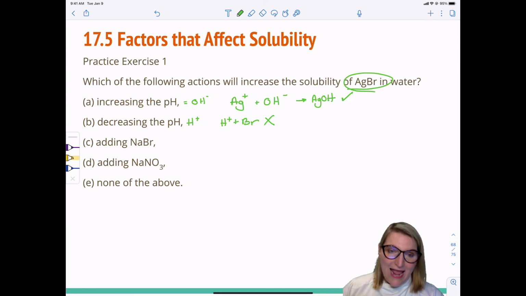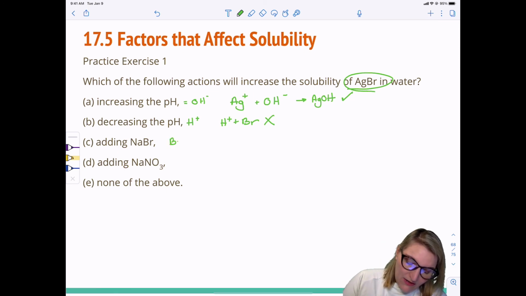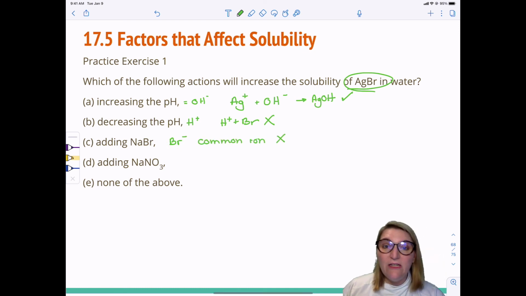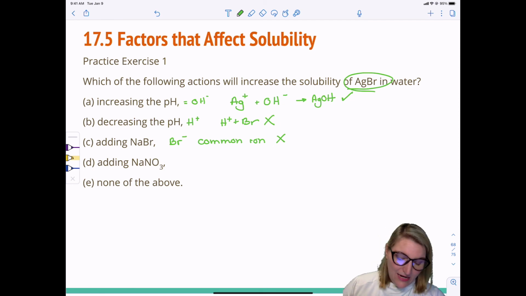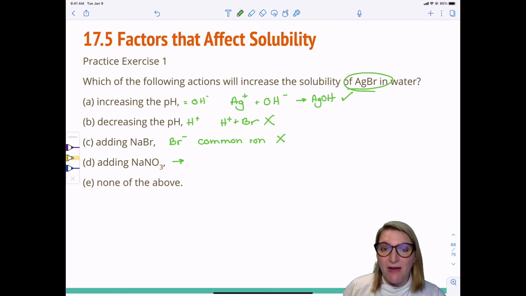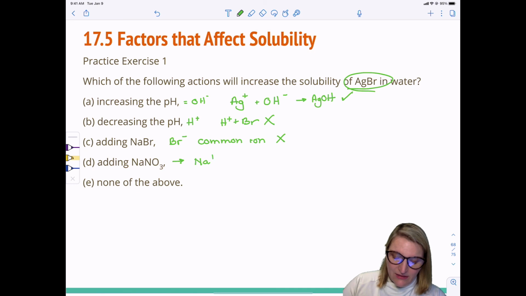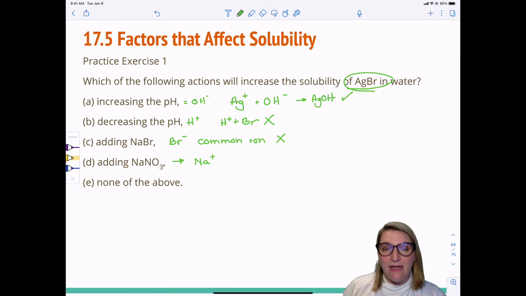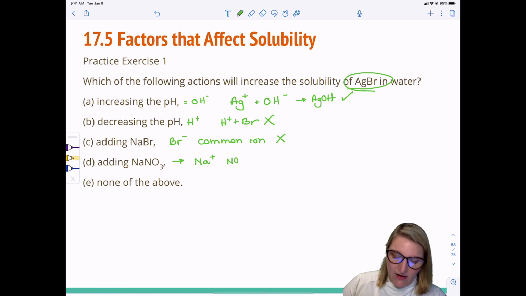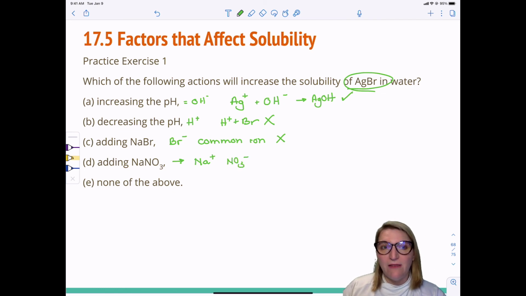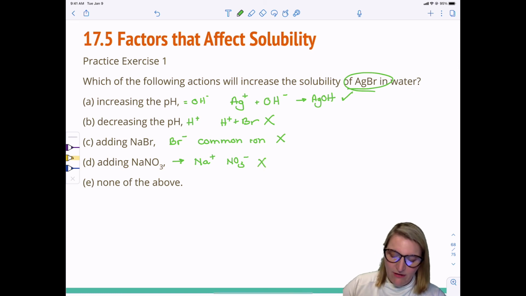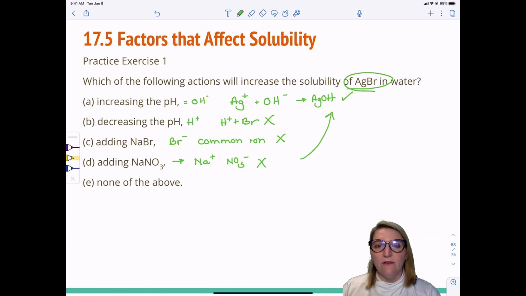What about adding NaBr? That would mean Br-, that's the common ion. And we know common ions decrease solubility. Adding NaNO3, none of these ions have anything to do with AgBr. They're both spectator ions. The Na+ isn't going to react with the Br- because Na+ is always a spectator ion. The NO3- isn't going to react with the Ag+ because NO3- is always a spectator ion. So that's going to have no effect on the equilibrium. And then E is none of the above. So we already figured that out. Of course, the answer is the first one, A.